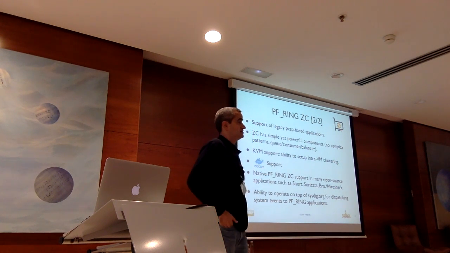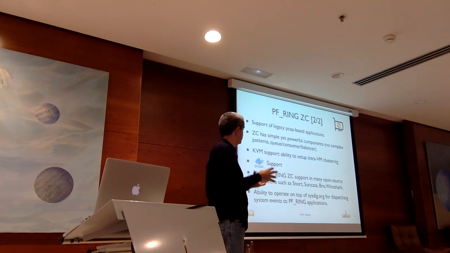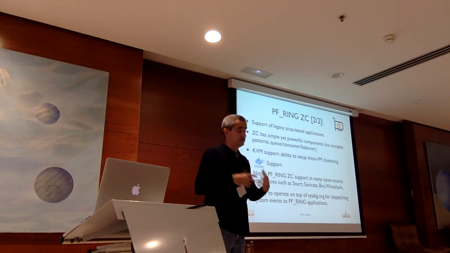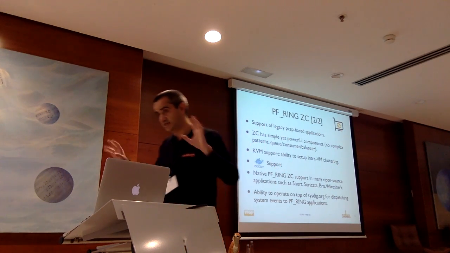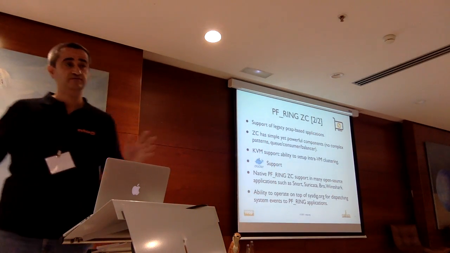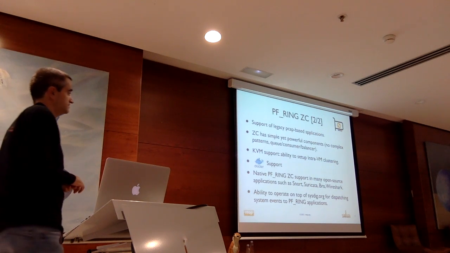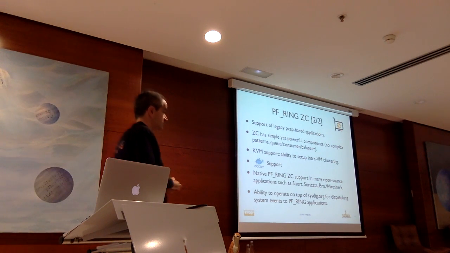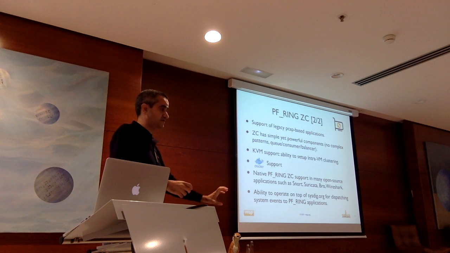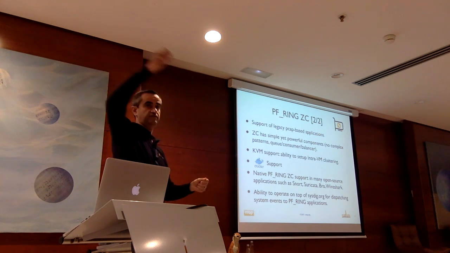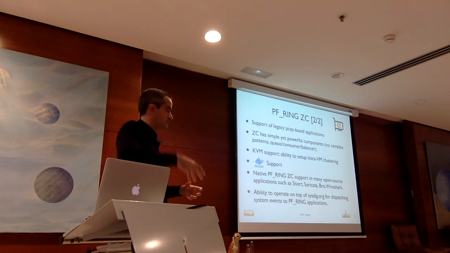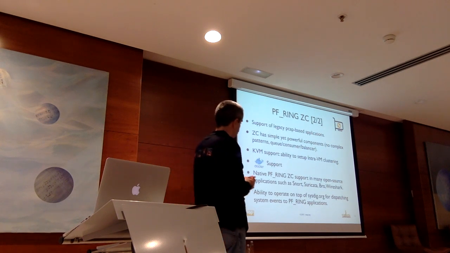We don't have complex patterns in zero copy. We just implement two, the queue and the consumer. All asynchronous, no locks, nothing, because as I said, a lock is much more expensive than a memcpy. So this is the point. We support KVM, so it means you can take a packet from a network adapter, move it to the hypervisor, move it to a virtual machine, and do something. I will show you that in a second.